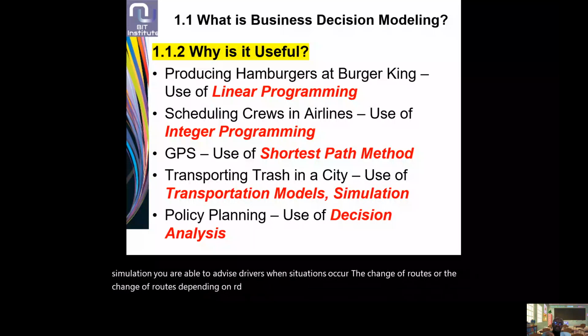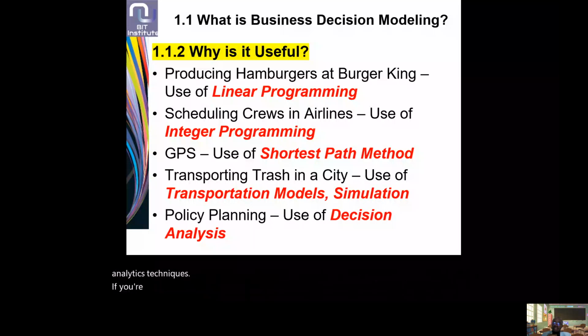Of course, we have also seen a lot of the use of business analytics techniques in policy planning, for example, decision analysis, and we will see many of them as we go on.